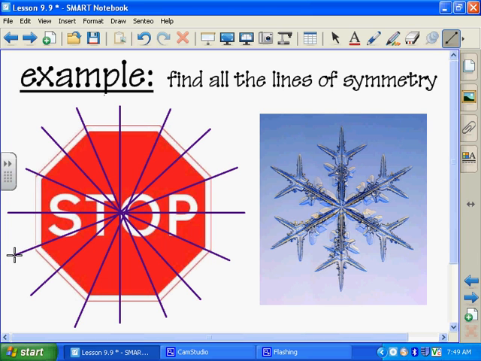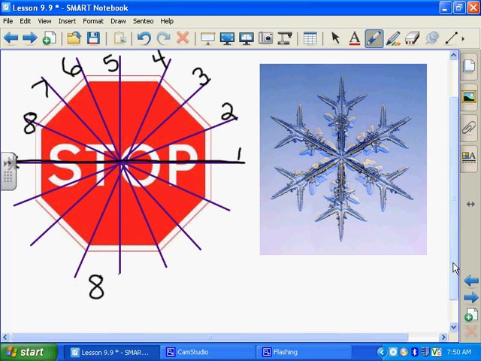So after I drew all my lines, what I do is I count how many I have. So I'm going to start here, and that's one line of symmetry, and then 2, 3, 4, 5, 6, 7, 8. I don't count this last one right here because that's already counted. It's number 1. And then they all just repeat themselves. So if I ask you to find all the lines of symmetry of this stop sign, you would draw them out, and then you would say there are 8 lines of symmetry.